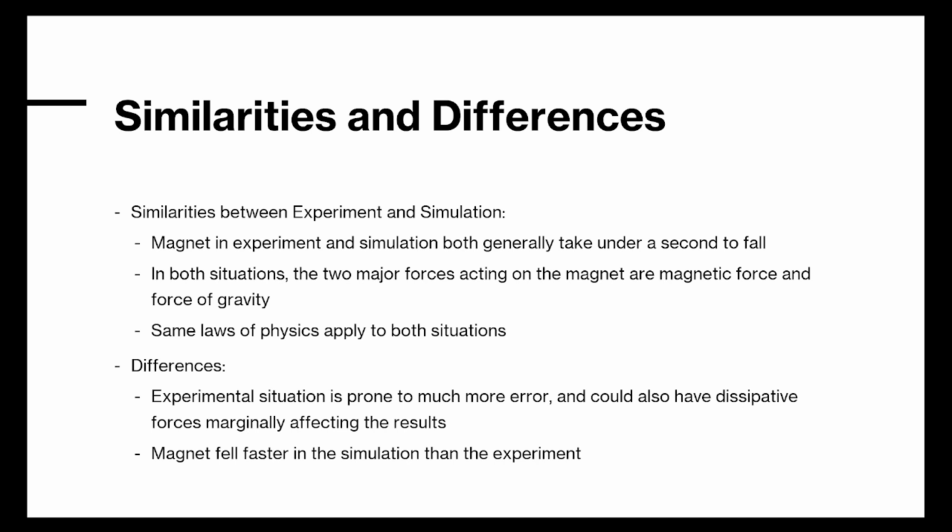So then the main differences that we saw were that the experimental situation was prone to much more error and could also have dissipative forces marginally affecting the results. However, perhaps the actual simulation also had some error considering how much shorter it was. And then we also saw that the magnet fell faster in the simulation than the experiment, of course.